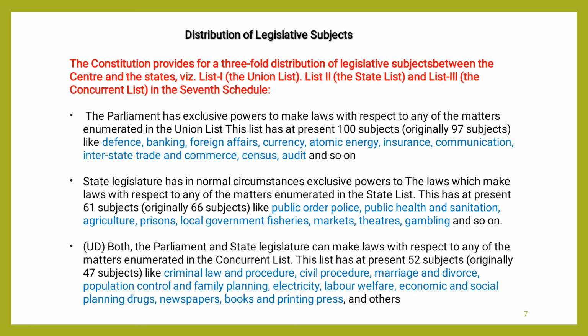If you see the second point here, you will see that the state list originally had 66 subjects, but now it has 61 subjects. So that means 5 subjects were removed from the state list and they were added to the concurrent list. As you all can see, there are 52 subjects, originally 47 subjects. So 47 and 5 subjects were added, that makes 52 subjects.